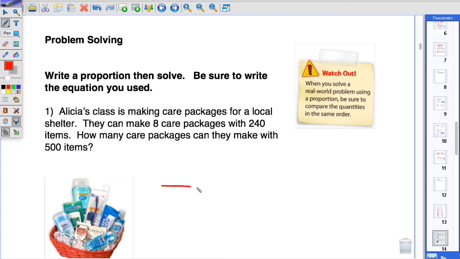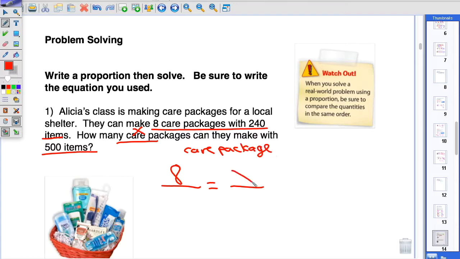So remember, a proportion is two ratios equal to each other, so we'll put in our fraction bars. It says 8 care packages with 240 items, and then how many, that's our unknown, care packages can we make with 50. So if I'm going to put my 8 care packages in the numerator, I also have to do that in the numerator of the second one. That's our unknown. And then it's 8 care packages with 240 items, so this is your items. Since our 240 is in the denominator of the first fraction, the 50 has to go in the denominator of the second fraction.